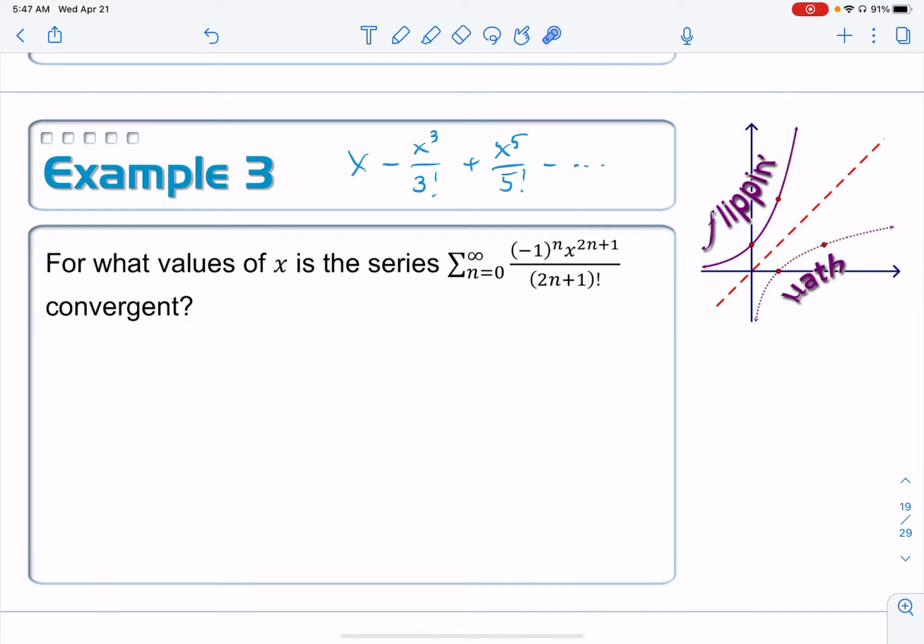So we can see that these things, 1, 3, 5, are odd numbers. Okay, this is strange. Whatever, let's just apply the ratio test so we can find out where this thing converges.